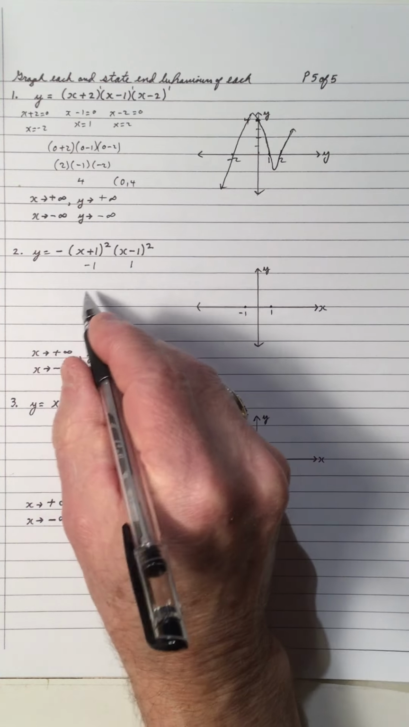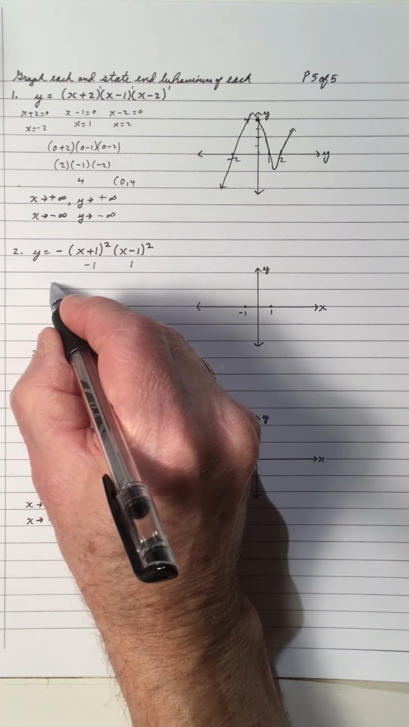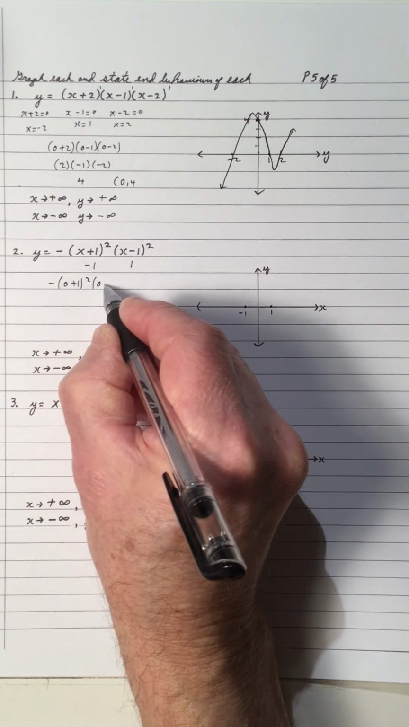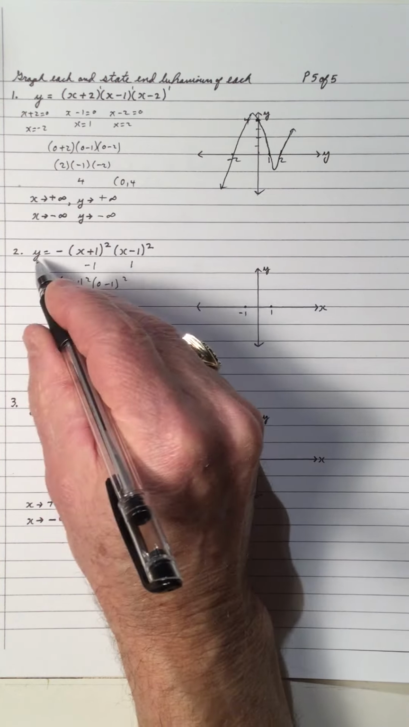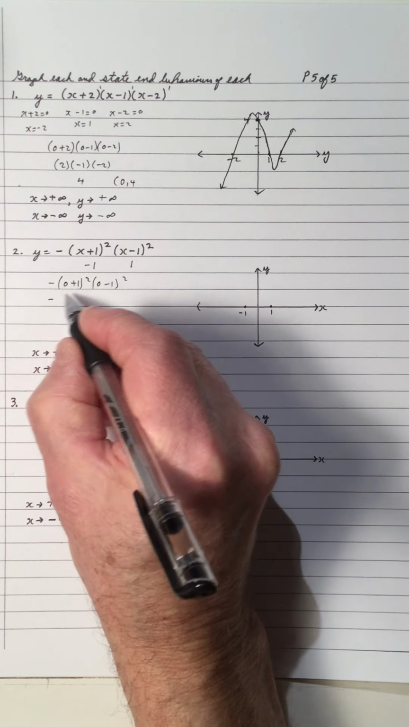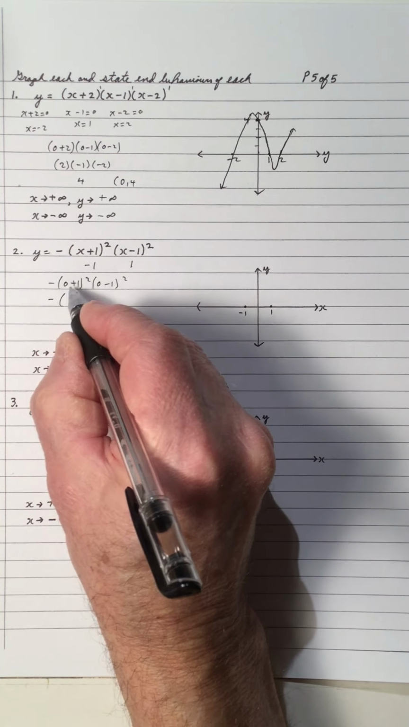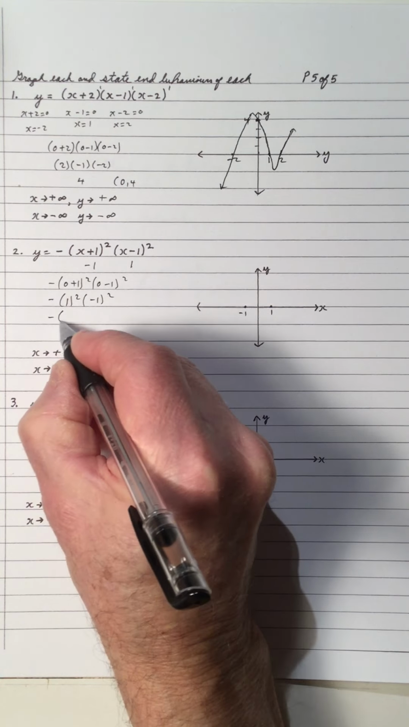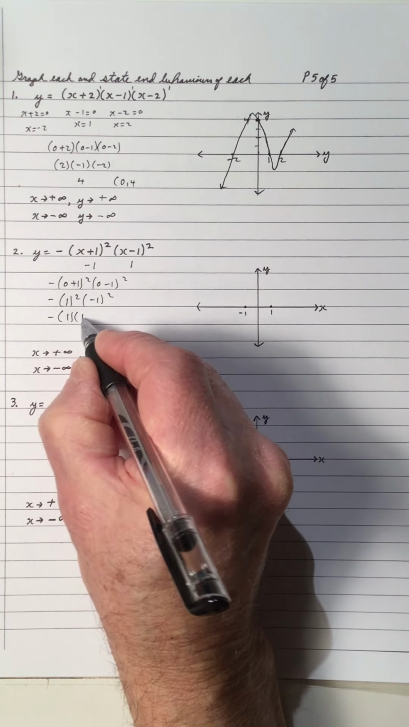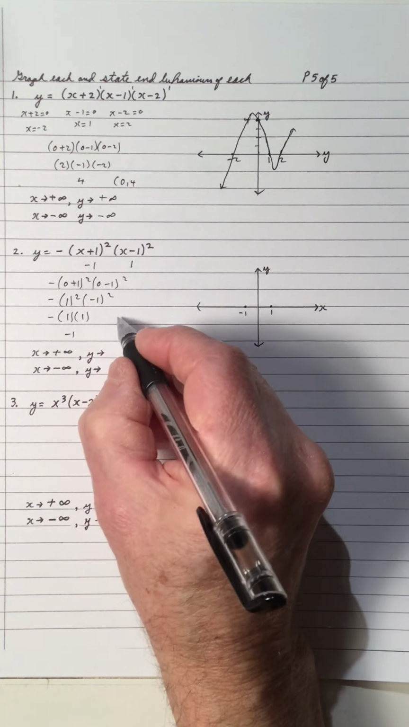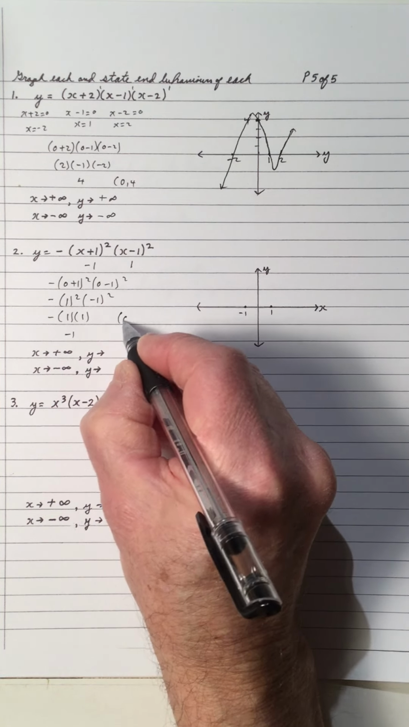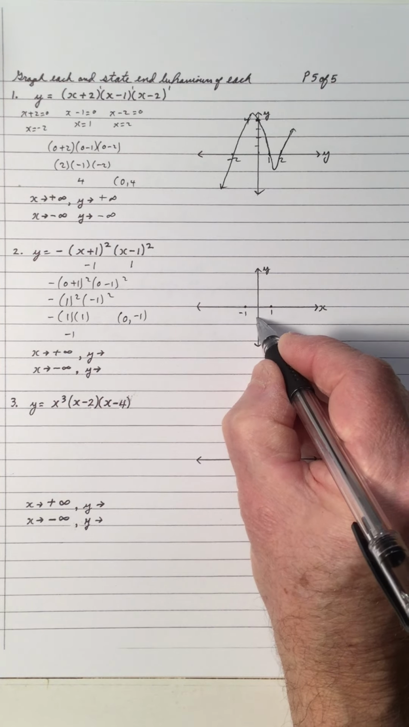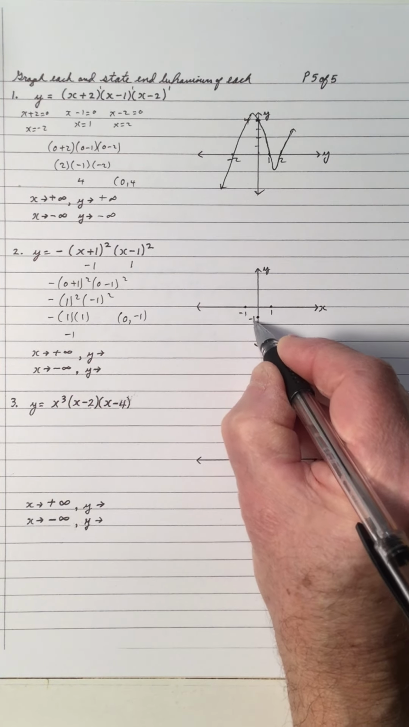-1 and 1. And what's the y-intercept? Well, you let x equal 0. When you let x equal 0 in the equation, you get 1 squared, -1 squared. So that's a 1, and that's a 1. So it gives you -1. So the y-intercept, when x is 0, y is -1. And that's right there, -1.